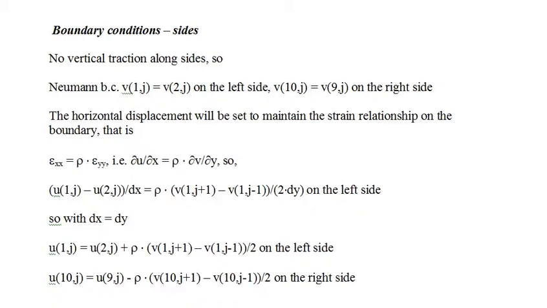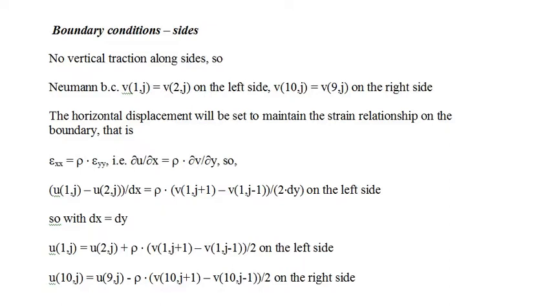Boundary conditions for the sides. There is no vertical traction along the sides, so a passive Neumann boundary condition is specified for both sides as shown. There is no horizontal traction along the sides.